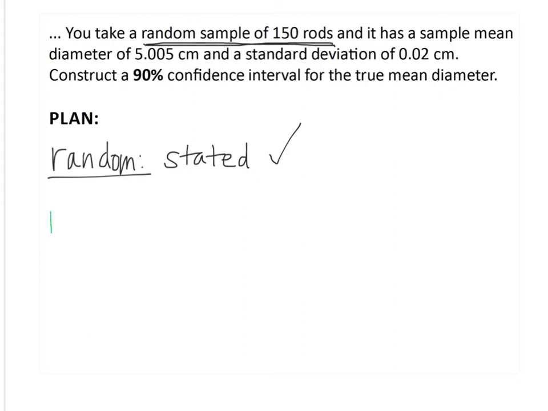The next one is the normal step, so normal. Well, if you look back to the original problem, it is stated that it's normal, but we could also use the central limit theorem. It says we took a sample of 150 rods, so central limit theorem.